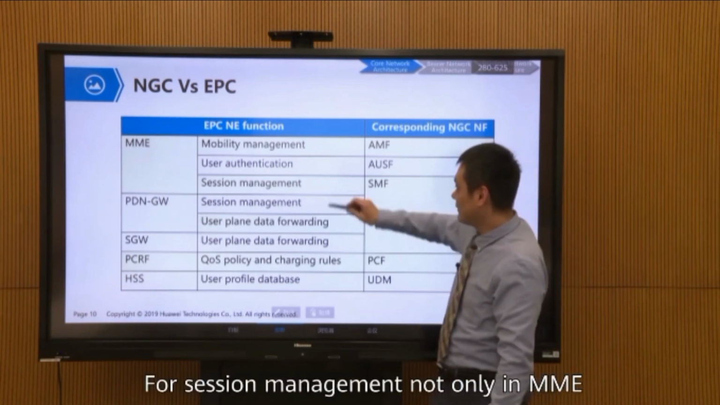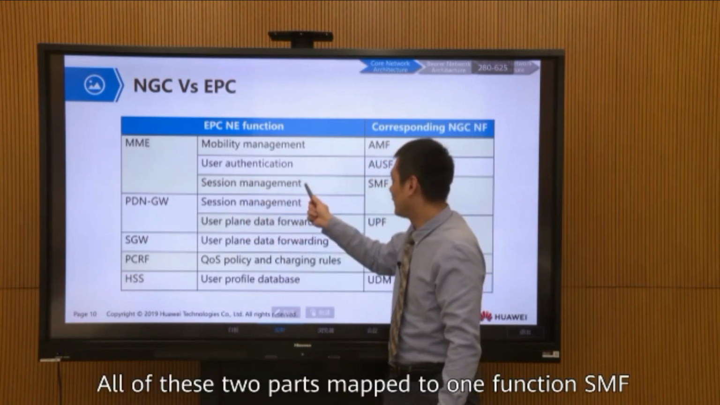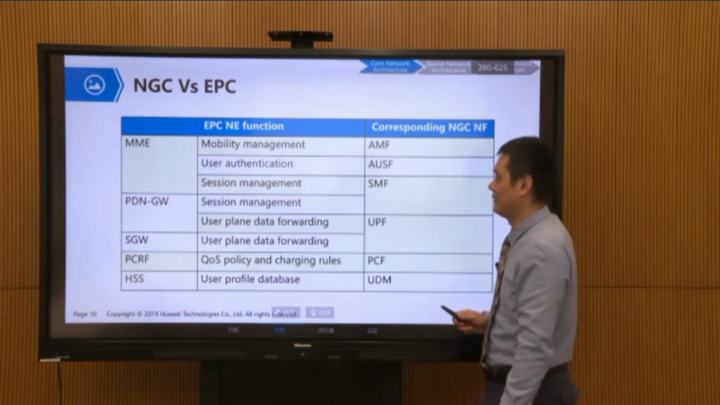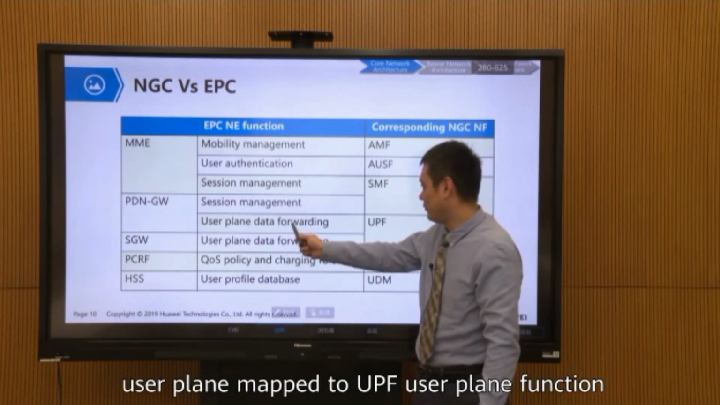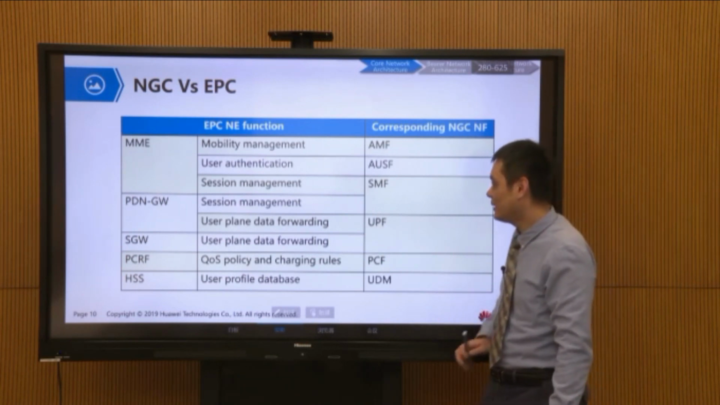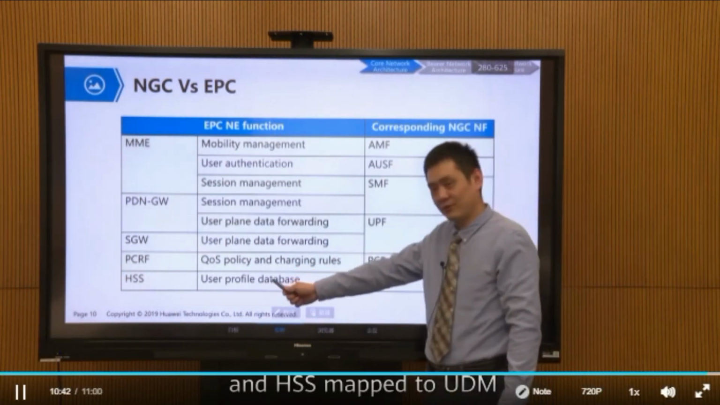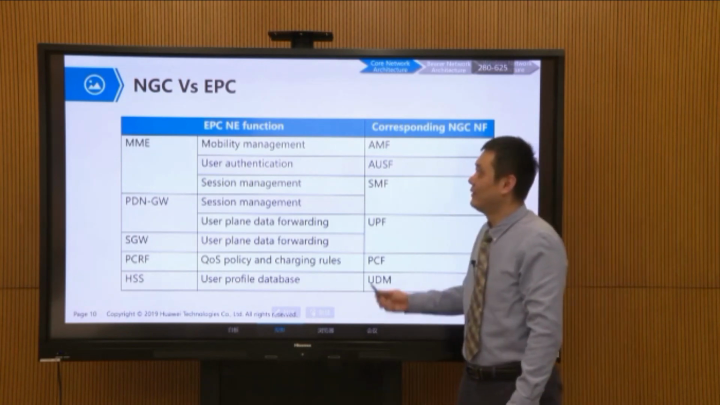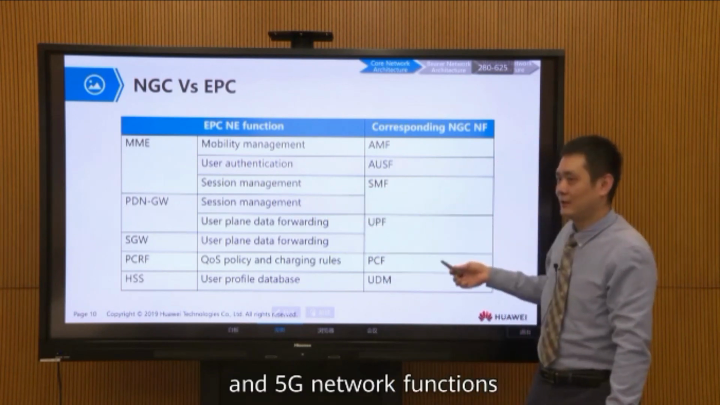For session management, not only MME but also PGW has this function. Both of these parts are mapped to one function, SMF. And for the others, the PGW user plane and SGW user plane are mapped to UPF, the user plane function. PCRF is mapped to PCF, and HSS is mapped to UDM, unified data management. So these are the mappings between 4G network elements and 5G network functions.